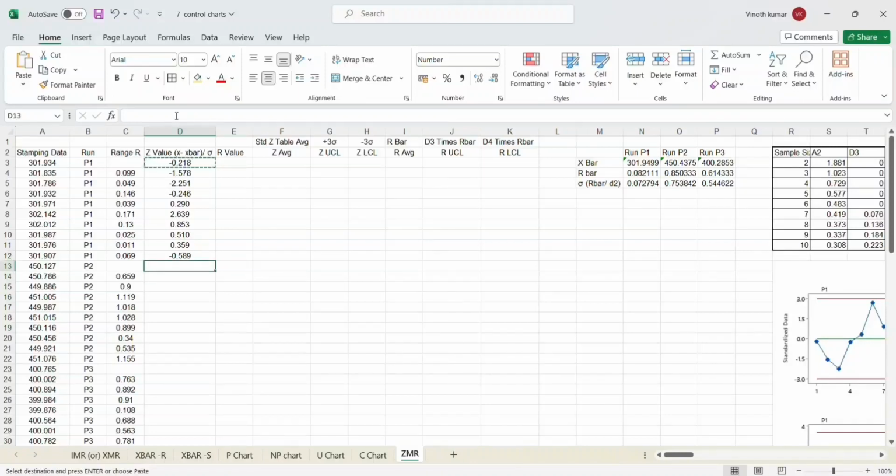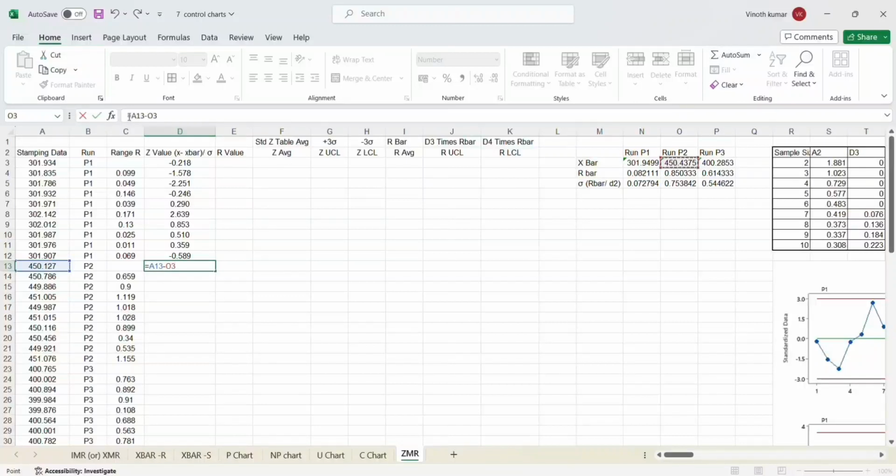So similarly here I would say this value minus this value, let me freeze this, divided by the corresponding standard deviation. Let me freeze this also.